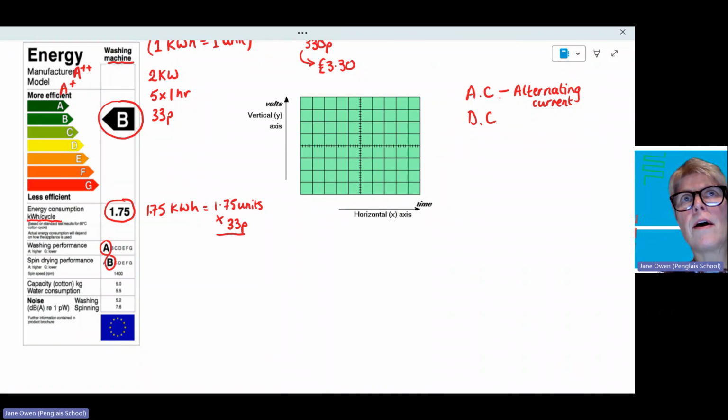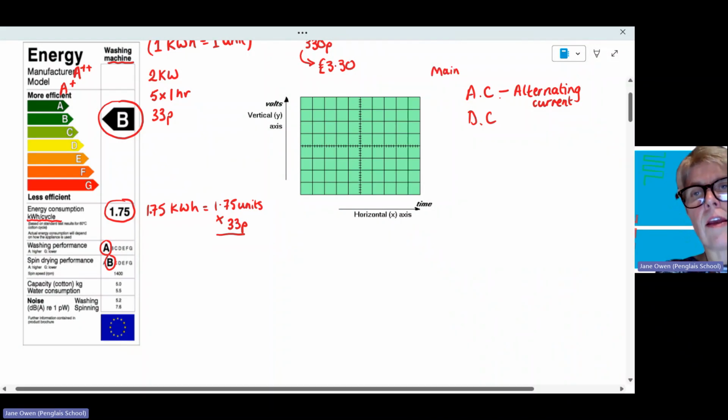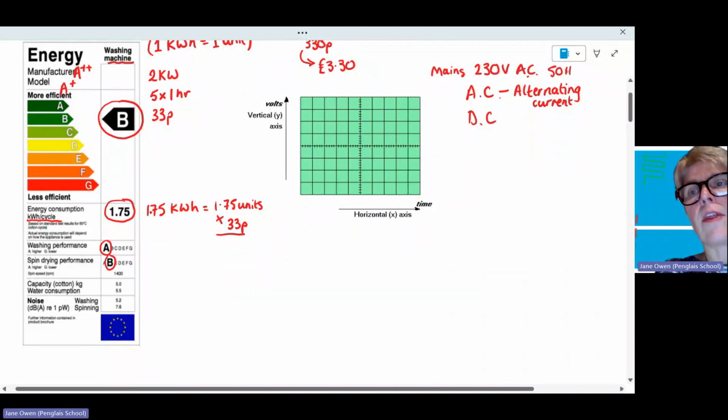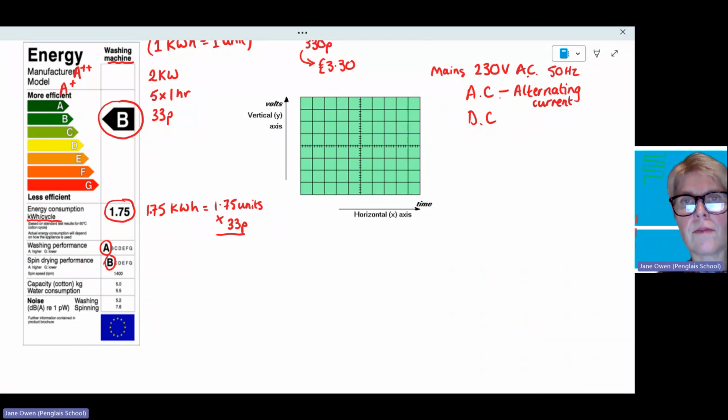So it provides a current at, say, a frequency of 50 hertz. In fact, with mains electricity, we use 230 volts AC, and we say 50 hertz, and that means it's going backwards and forwards 50 times in 1 second.